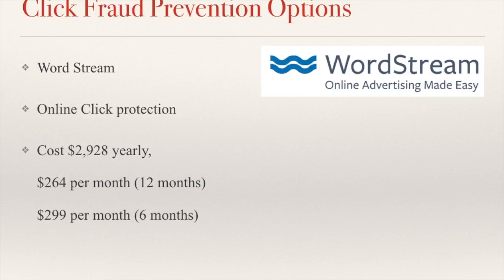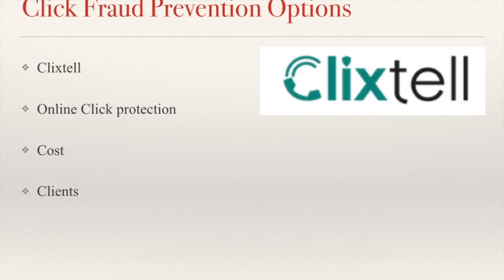Our next option is provided by WordStream. WordStream provides the same exact services as the other companies do. However, their payment plan is a little bit different. You can go from a 12-month monthly payment plan at $264 per month, a 6-month payment plan at $299 per month, or you can prepay annually, which is $2,928 annually, which averages out to $244 per month, which is a 20% savings.